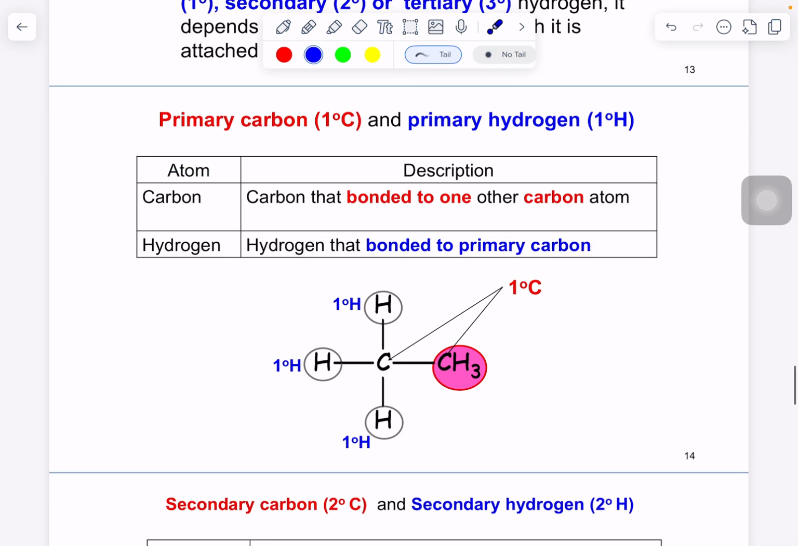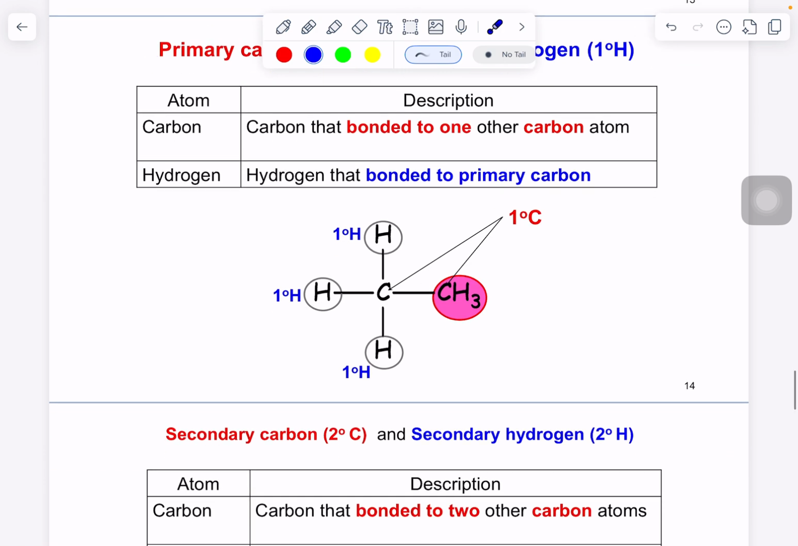Okay, let's say we go for the primary carbon. Either you can write primary or you can use the symbol 1 degree carbon. So if you want to classify, you can write the word primary hydrogens or you can use this symbol. Now have a look at these examples.